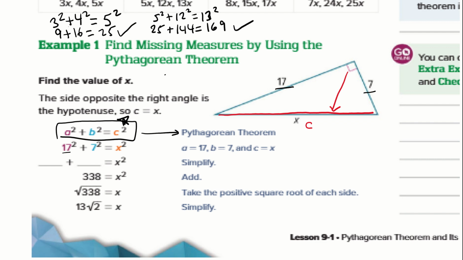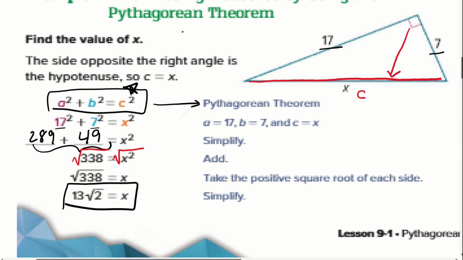So we got 17 squared plus 7 squared equals x squared. 17 times 17, let's figure out what that is. It's 289. 7 times 7, and we add that up to get 338. Then we have to take the square root because that's the only way we can cancel out the x squared right there. And then we get 13 square root of 2 as my final answer.